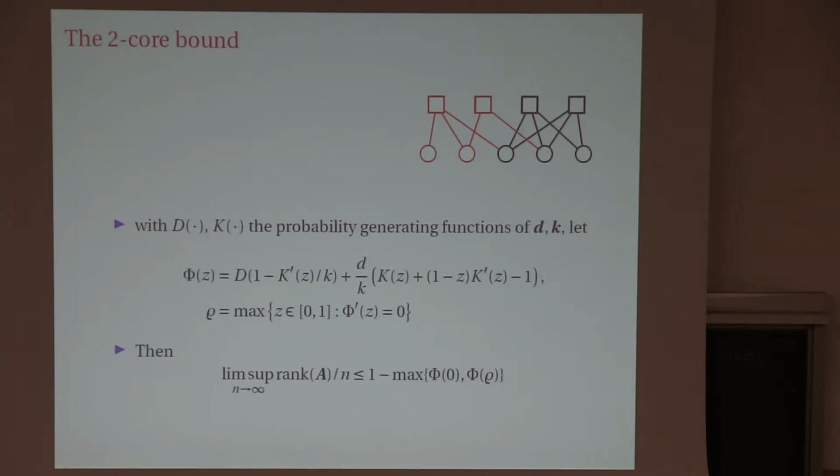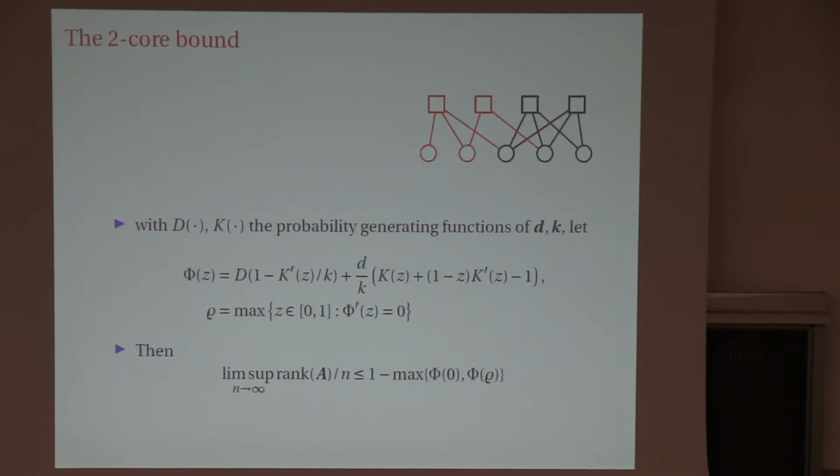Because we can trace this process very accurately on a random graph, we can express the size of the 2-core and the number of things that you removed and so on very accurately, actually precisely, in terms of the probability generating functions of your degree distributions. This leads to this function phi, and in order to get the 2-core, you ought to evaluate this function phi at 0 and at the rightmost stationary point rho. And the upper bound that you get by studying this peeling process is precisely that the rank is upper bounded by 1 minus the max of this function phi at 0 and this magical stationary point rho.